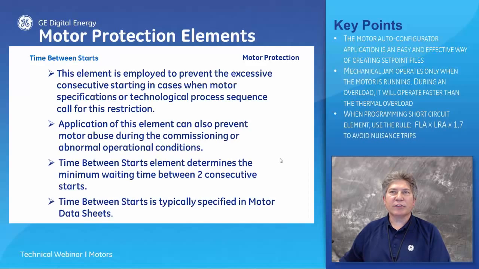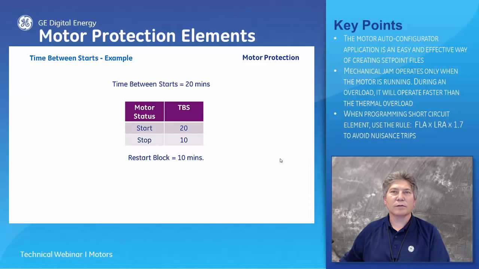Time between starts. This element is employed to prevent consecutive starting or motor abuse during commissioning or abnormal operation conditions. This element determines the minimum waiting time between 2 consecutive starts. Time between starts example. Let's program the time between starts element to 20 minutes. When we start the motor, the counter begins at 20 minutes and starts counting down. If we stop the motor after 10 minutes, there will be a restart block until the timer resets.